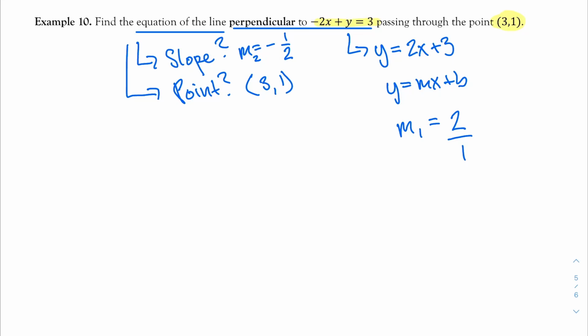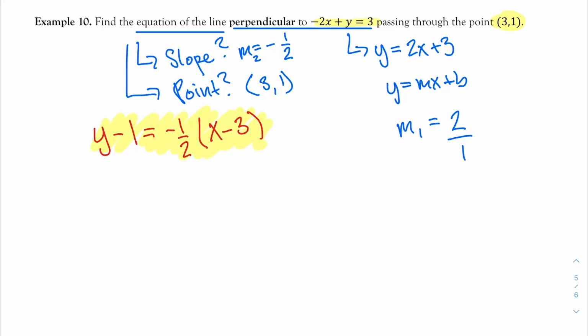Now, since I didn't specify the equation form, we're going to go ahead and write our equation in point-slope form and then slope-intercept form. For point-slope form, once again, we have y minus y1, or in this case, y minus 1, is equal to my slope, m, times x minus x1. Again, this is my point-slope form.